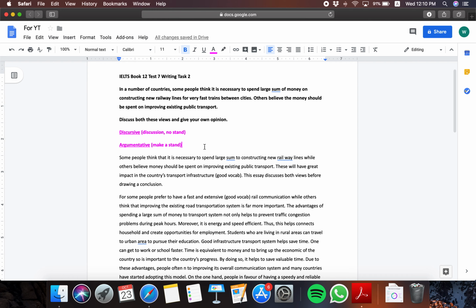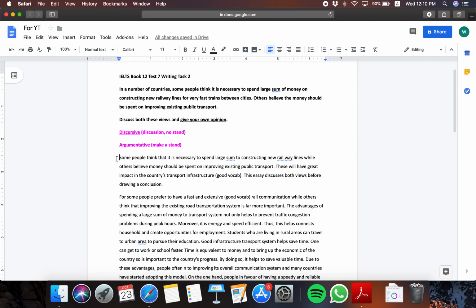So now let's take a look at this question. You can read it on your own. I'm not going to talk about it, but the keywords in the question that tell me this is an argumentative essay are these: give your own opinion. If it just says discuss both these views, then it will be discursive. However, they added give your own opinion, which means this is an argumentative essay. Therefore, you need to make a stand.